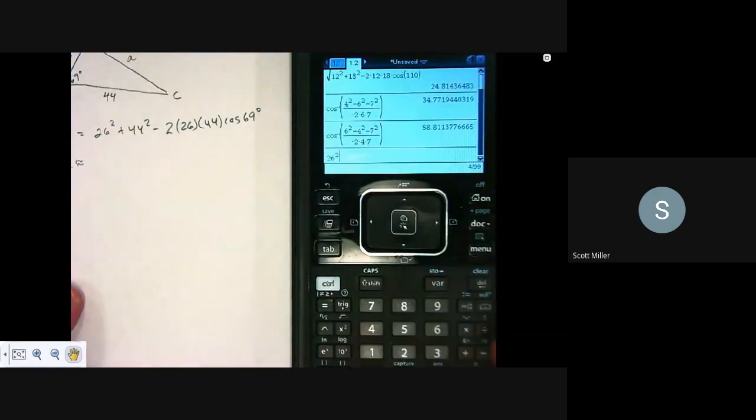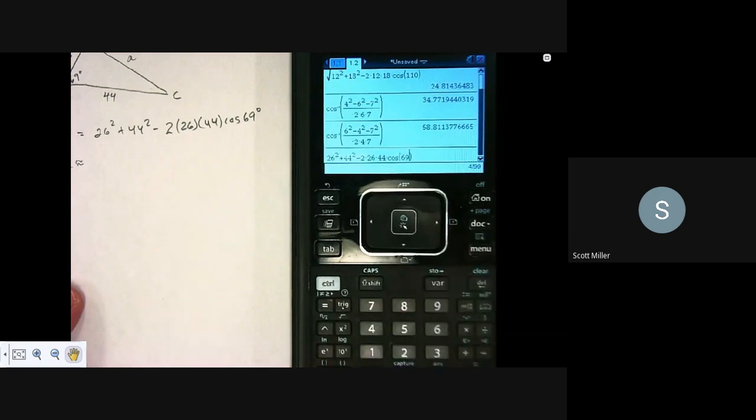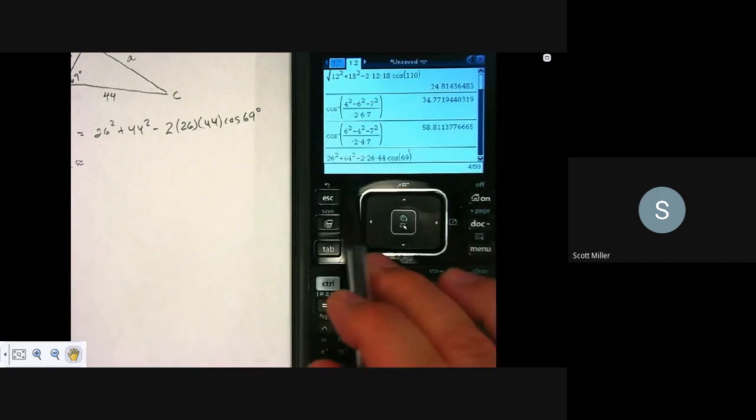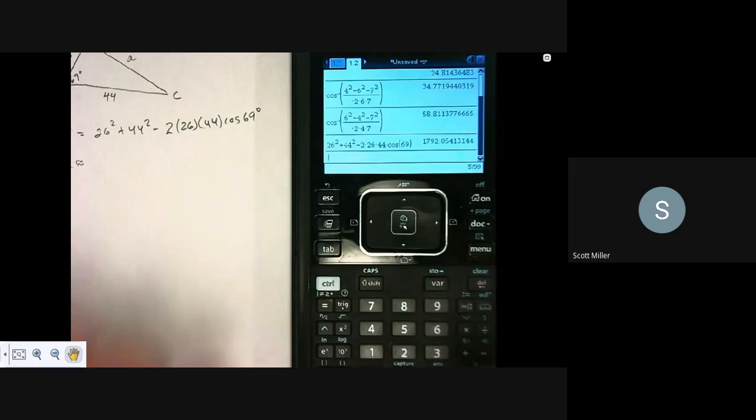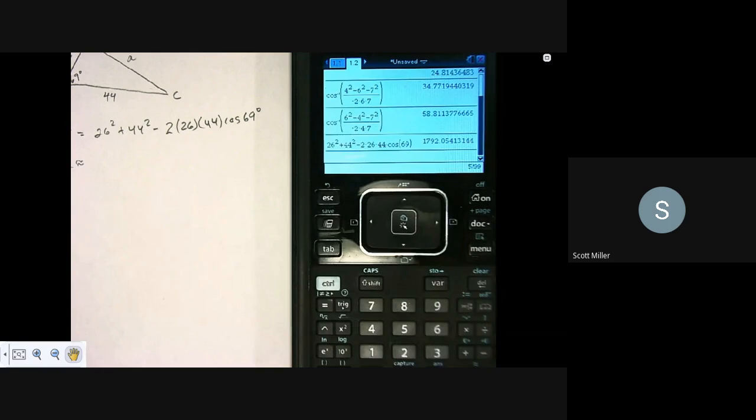26 squared minus 2 times 26 times 44 times the cosine of 69 degrees. Double check, make sure it's all the same. It's good. Oh, and you see what I just did? What did I forget? See how easy it is? I forgot to do the square root.